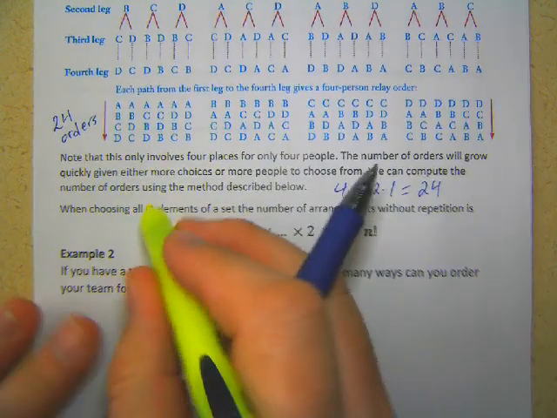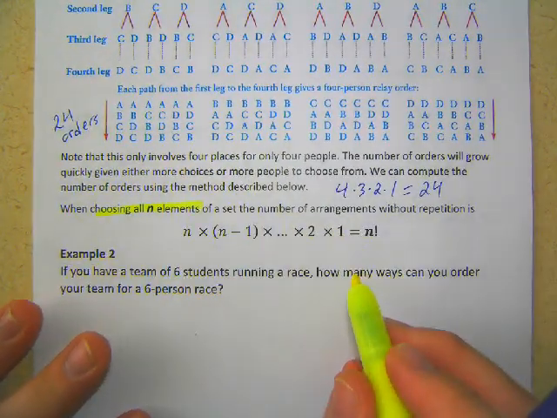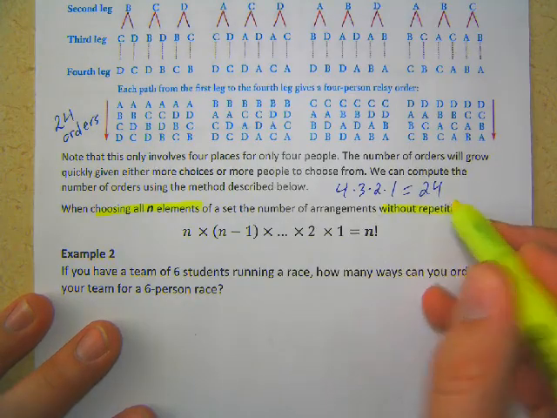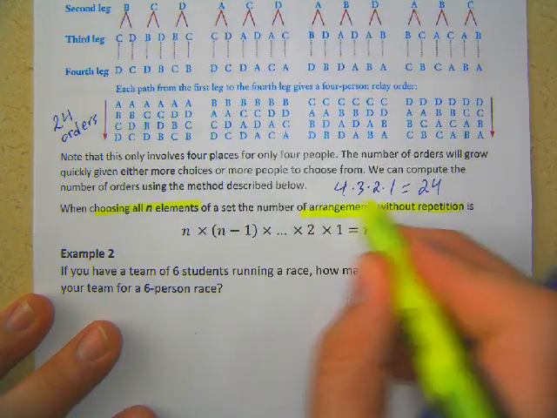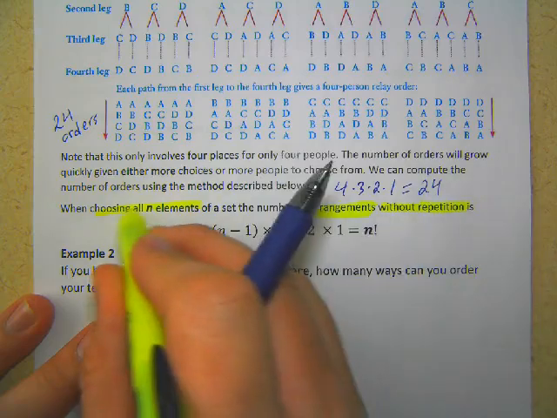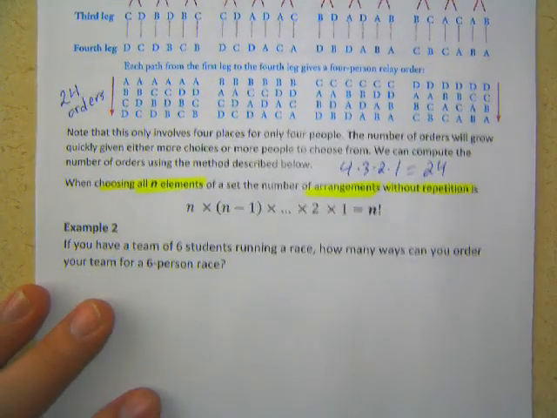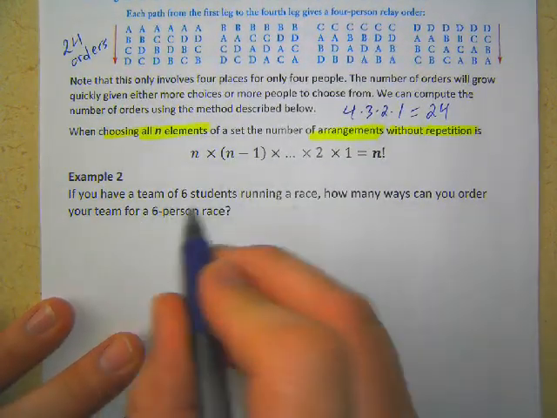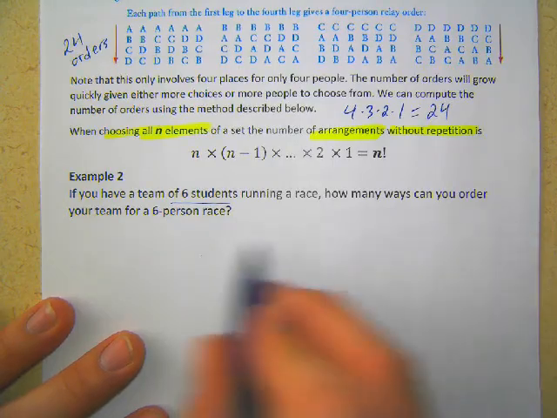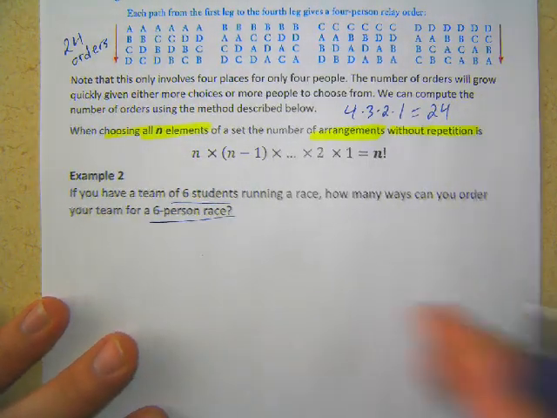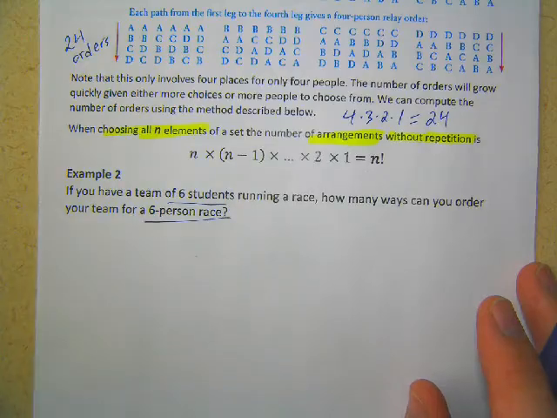This is when you're choosing all the elements, but there's no repetition. So we're looking at the number of arrangements, the number of orders, but there's no repetition, so you can't use the same thing twice. Say you have a team of 6 students running a race. How many ways could you order a 6-person race? You want to think about all the different ways you could arrange them.